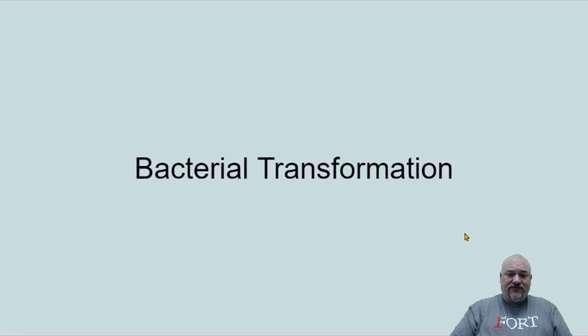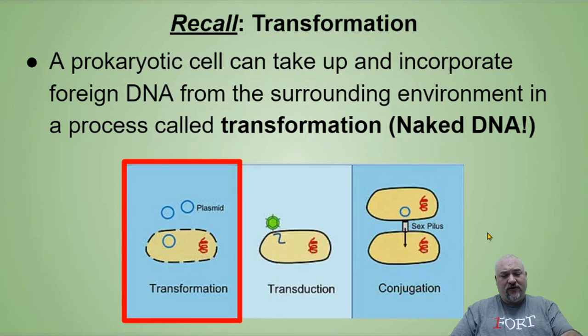Lastly here, guys, bacterial transformation. We did mention this before, so if you recall, a transformation is when a prokaryotic cell can take up and incorporate foreign DNA from its surrounding environment in a process called transformation. So we grab naked DNA here in a plasmid form, suck it in, and now we've got a bacteria that has DNA from itself and from somewhere else.